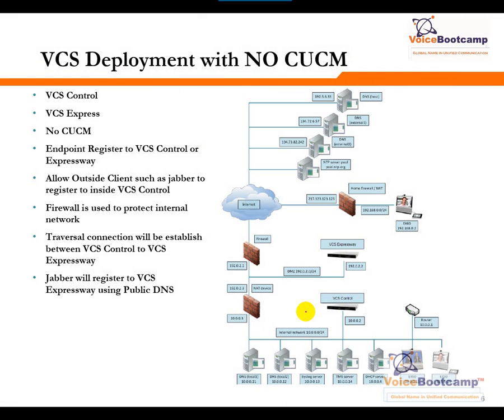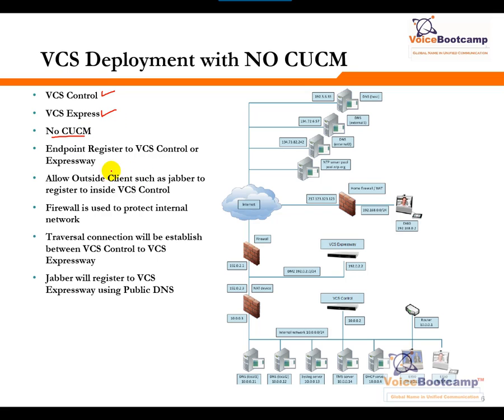This is a VCS deployment with no call manager, but in this one, you're going to allow external clients, whether it's a Java or a third-party SIP, to be able to register and communicate with the internal clients that you have. So it's a similar environment, but you're going to have two VCS. One is going to be known as the control, and one is going to be known as the expressway edge.